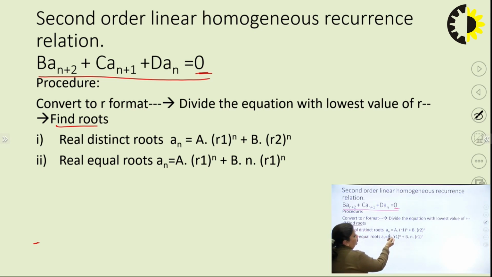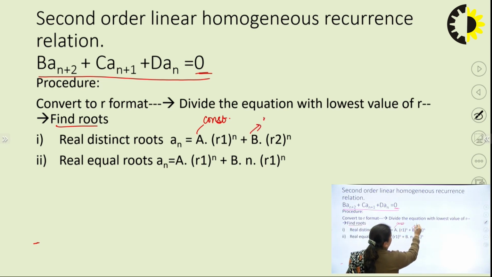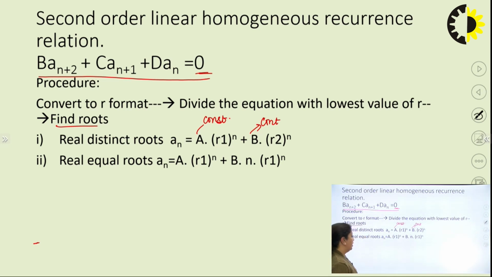So in the first case, the standard solution will be a_n is equal to capital A, which is a constant, times r1 to the power n, plus B, which is again a constant, times r2 to the power n, where r2 is my second root. And when I have equal roots, that means r1 is equal to r2. In this case, the standard solution will be A, a constant, times r1 to the power n, plus B, again a constant, times n times r1 to the power n. Here r1 and here also r1, because both the roots are equal. So this is the standard solution.